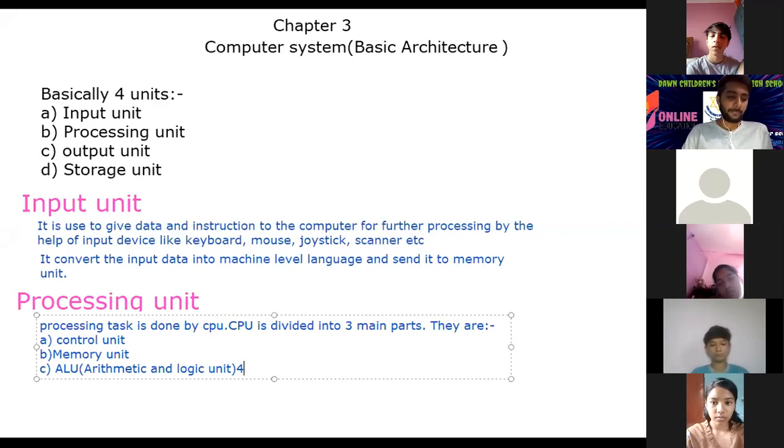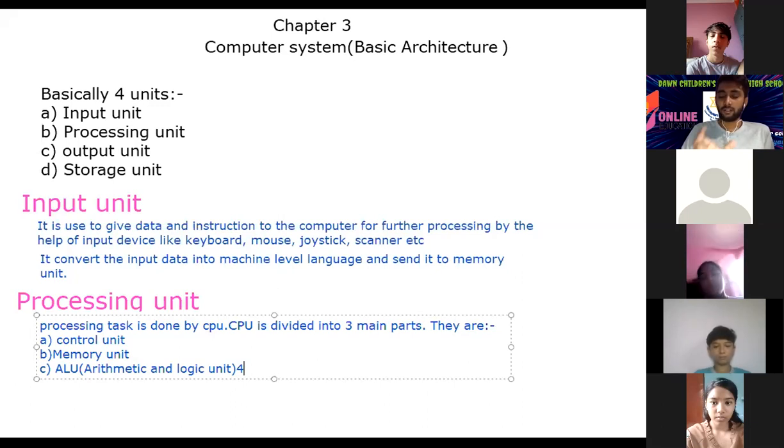Yes or no? The main function of the arithmetic and logic unit is mathematical calculation. Mathematical means what? Plus, minus, multiplication, division. Yes, and logical decision. Logical decision means what? True or false. Taking decision, pass or fail. Yes or no? Even or odd, positive, negative, or zero. These all are what? Decision making. That happens with the help of logical decision.